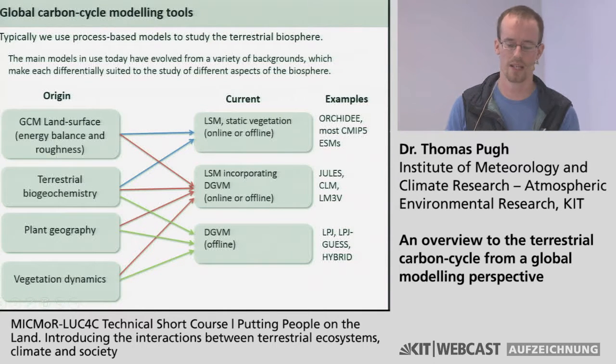Coming from the other direction, we have the dynamic global vegetation models. And these are focusing on being able to simulate the type of vegetation that we would have in a particular place under a particular set of environmental conditions, and then the exchanges of the various gases that go along with that. And the increasing trend is to start incorporating DGVMs into land surface models, so we have this combined class which includes both of them.